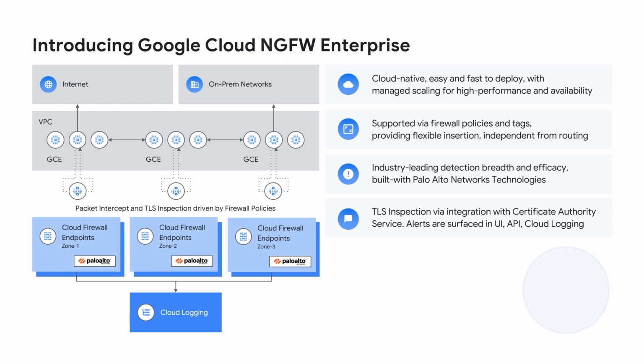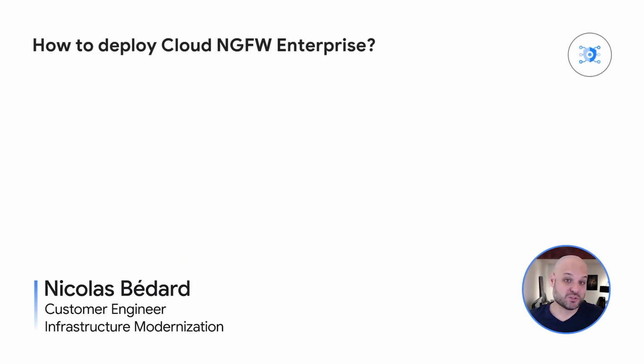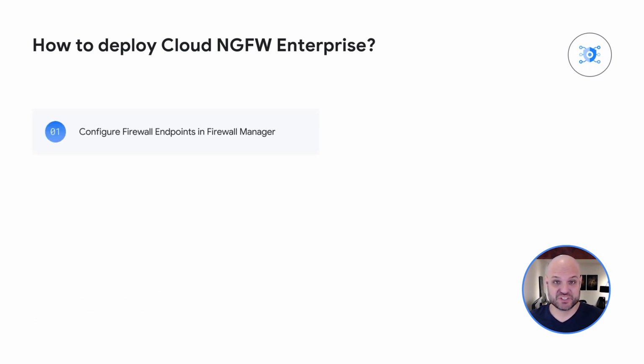Thanks, Tracy. To configure Cloud NGFW with IPS, you will need to follow these steps. First, we need to enable one firewall endpoint and attach it to your VPC. The firewall endpoint is a Google-managed Palo Alto Network VM that provides firewall and intrusion prevention services.